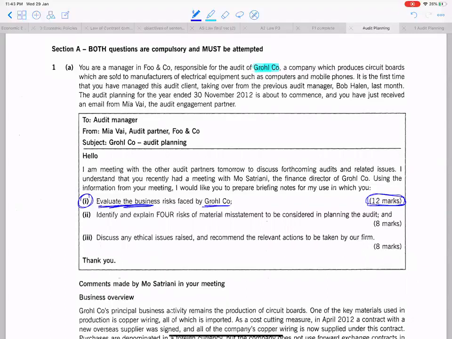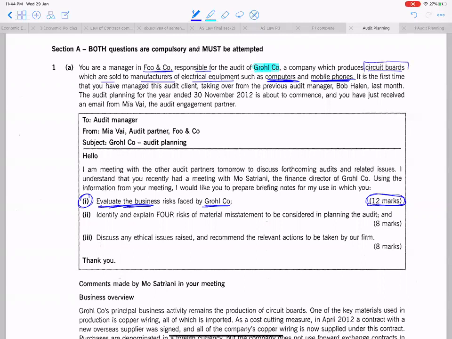I want you to be concentrated and learn the technique to write. Okay, now you are a manager in Fu & Company responsible for the audit of Grohl Company, a company which produces circuit boards which are sold to manufacturers of electrical equipment such as computers and mobile phone.